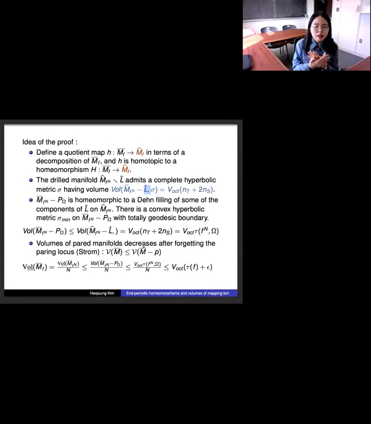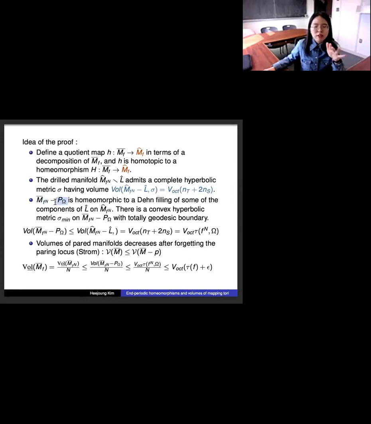So this link complement has volume equal to the volume of the regular octahedron times the number of AT moves, meaning the elementary moves between one-punctured tori, plus 2 times the number of NS moves, meaning the elementary moves between 4-punctured spheres. Then we observe that the manifold M_F^M bar minus the annulus decomposition on the boundary.